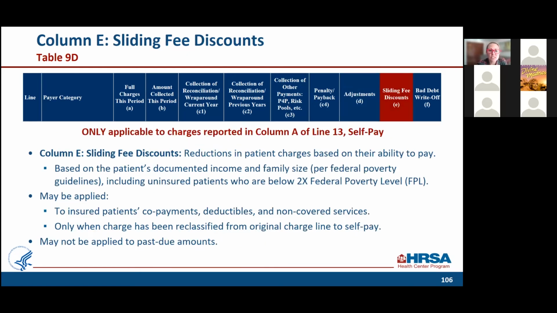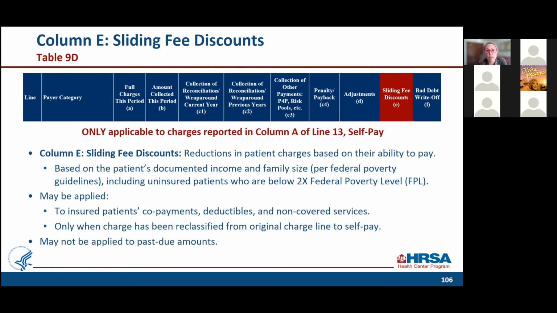Sliding fee discounts in column E are only reported on line 13, self-pay. Sliding fee discounts are reductions in patient charges based on their ability to pay. These are determined using your health center's board-approved discount schedule. They're typically based on the patient's income and family size per the federal poverty level, and uninsured patients who are below 2 times the federal poverty level.